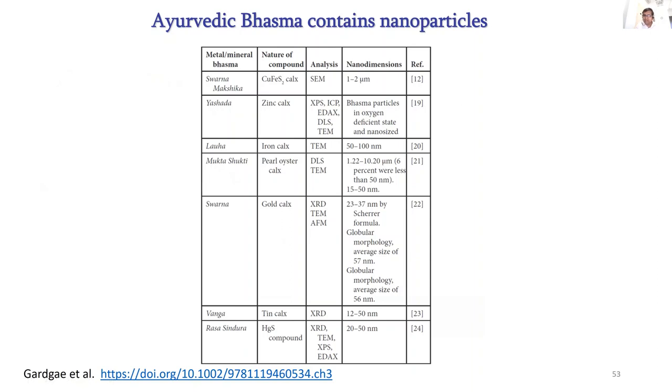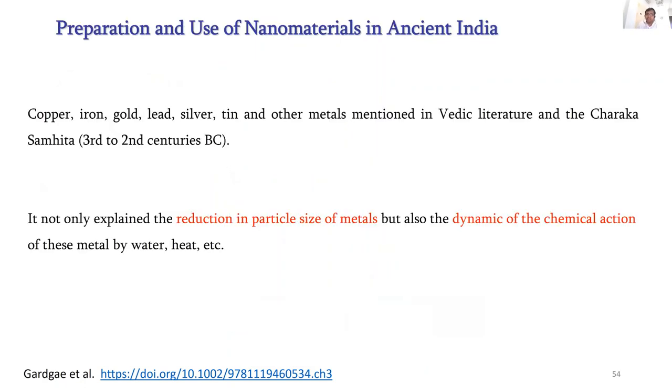There's a reference with respect to copper, iron, silver, tin, and they not only explain how to reduce the particle size, but they also explain what happens when you go to the smaller size. What is the dynamics of a chemical reaction of these metals at a smaller scale with water and heat? This is something that people are still studying today: how the metal behaves at a smaller particle size, how it interacts with water, how it changes its activation energy, melting point, boiling point, several things. And all that was also studied in 3rd to 2nd century BC in our Vedic literature.